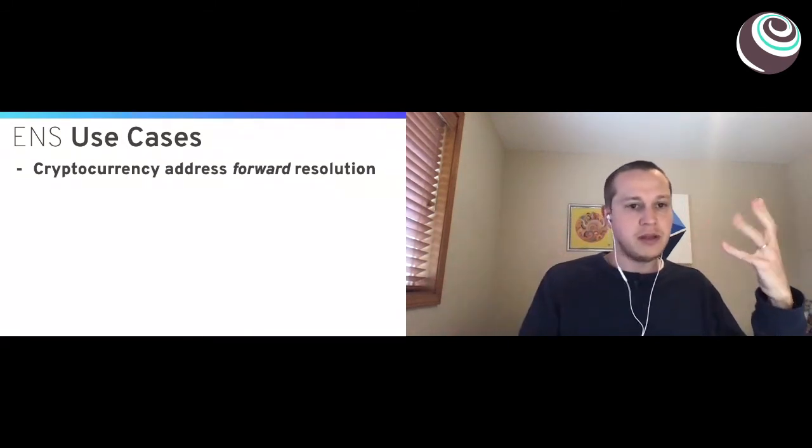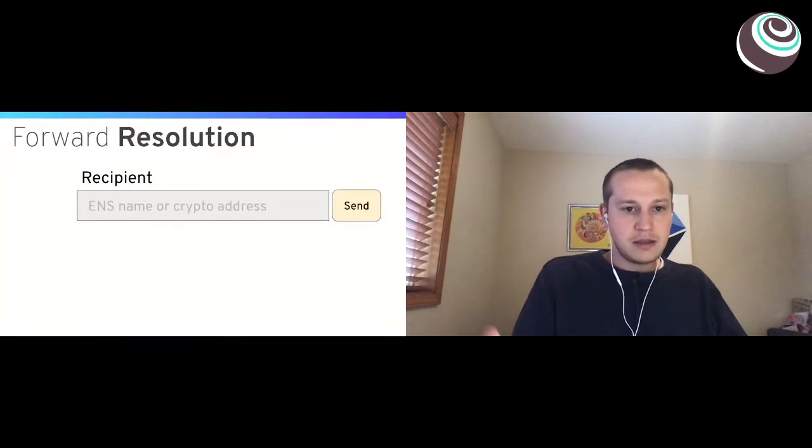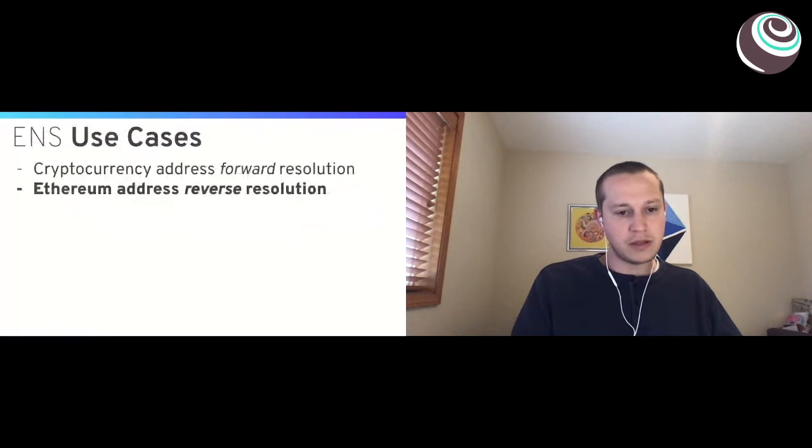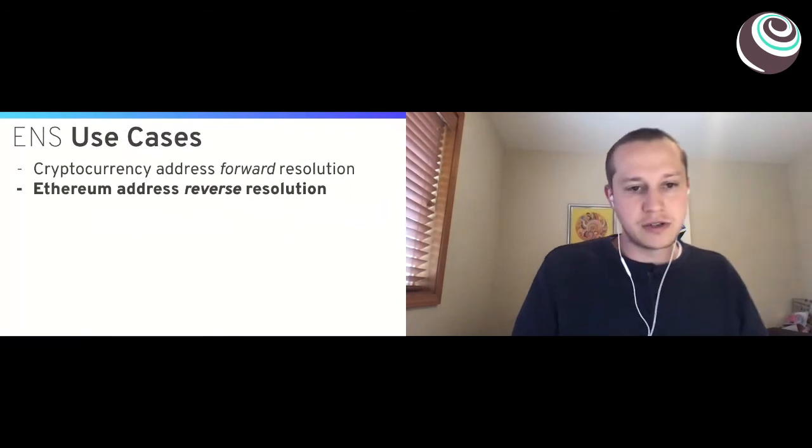So very simple. I want to send a Bitcoin payment or Ethereum payment or something like this. I put in an ENS name. The wallet gets the address, and then I send it on the appropriate network. Very simple. 43 wallets support us. We're in tons of things. This is easy. The other use case is Ethereum address reverse resolution.